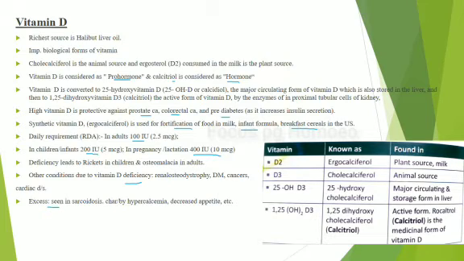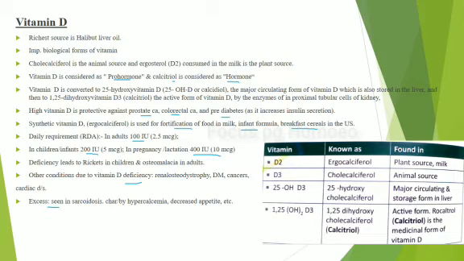Next, high vitamin D is protective against prostate cancer, colorectal cancer, and prediabetes. Synthetic vitamin D, ergocalciferol, is used for fortification of food in milk, infant formula, and breakfast cereals in the US. Its daily requirement in adults is 100 international units. In children, it is 200 international units. In pregnancy, it is 400 international units.